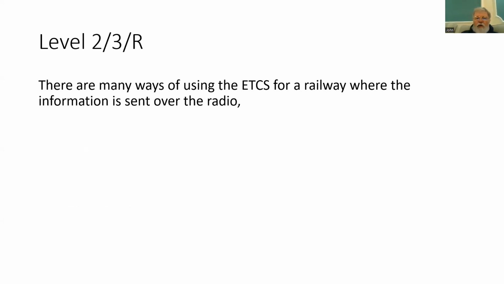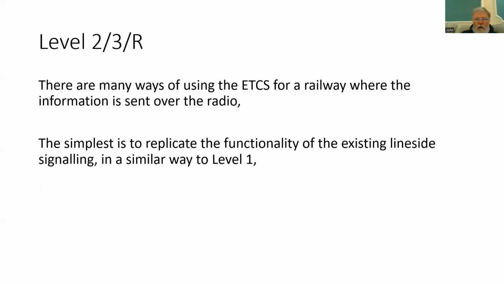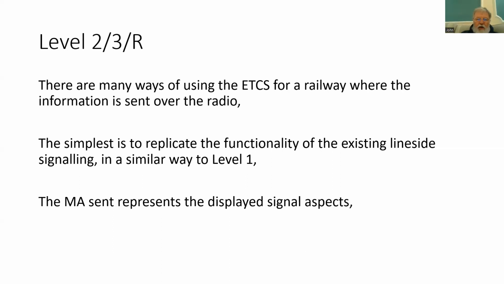And there are quite a few ways that the ETCS can send information over the railway, over the radio. The simplest is just simply to replicate the existing line-side signalling, similar to level 1, if you like, level 1 by radio. The MA sent still represents the displayed signal aspects, and this option is often known as overlay. The existing signalling is pretty much unchanged. The signal aspects are read by the RBC and movement authorities created to represent those aspects.